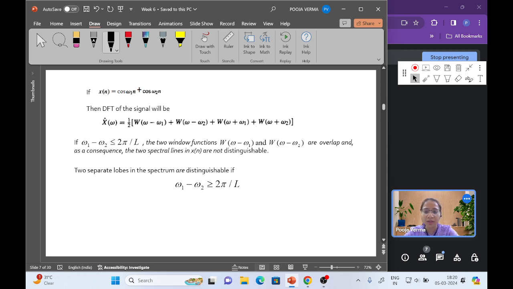If omega 1 minus omega 2 is less than or equal to 2 pi by L, the two window functions W(omega minus omega 1) and W(omega minus omega 2) overlap, and as a consequence, the two spectral lines of x of n are not distinguishable. So in order to separate this signal, omega 1 minus omega 2 must be greater than or equal to 2 pi by L. Okay.